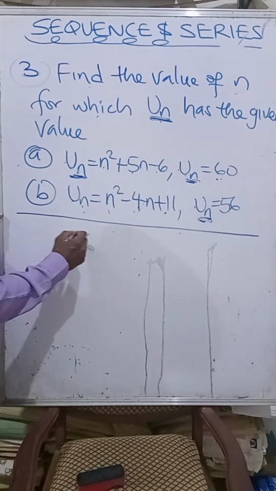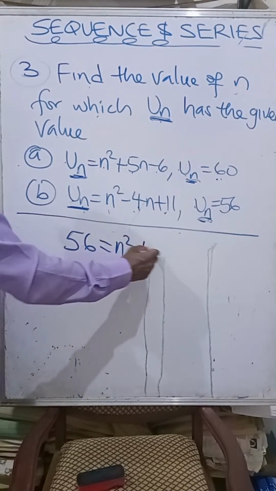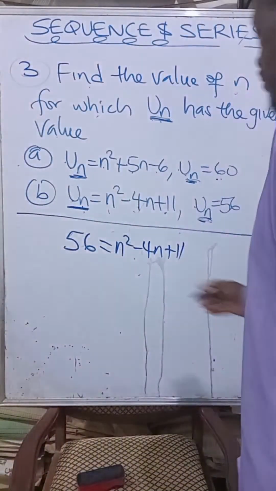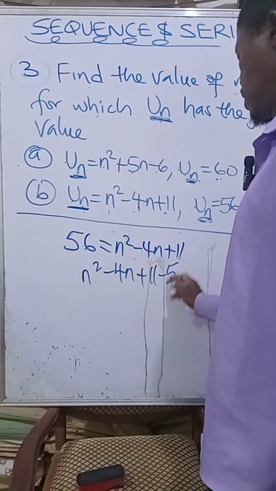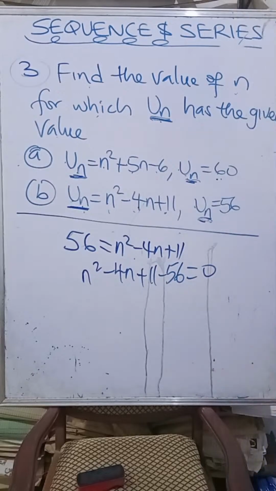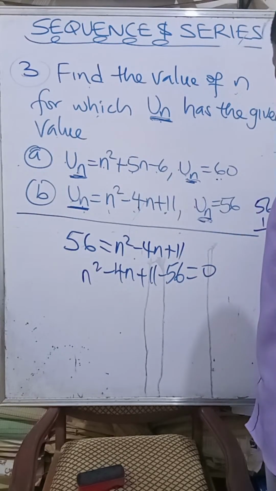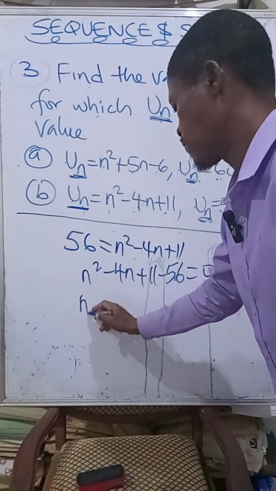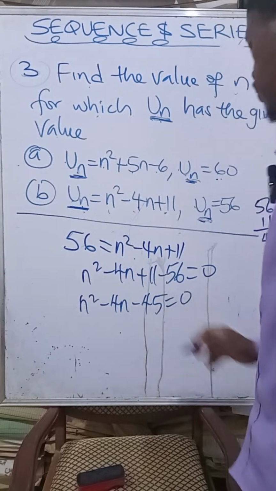We have 56 here for the general term, n squared minus 4n plus 11. So bring the quadratic equation together. That'll be n squared minus 4n plus 11 minus 56 equal to 0. So we're going to have 11 minus 56, that's 56 minus 11, that's 45. That's minus 45, equal to 0.